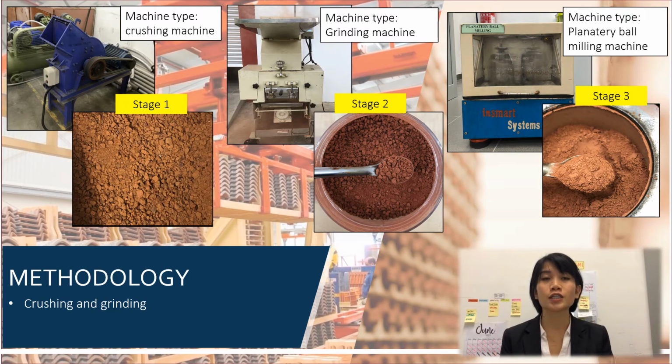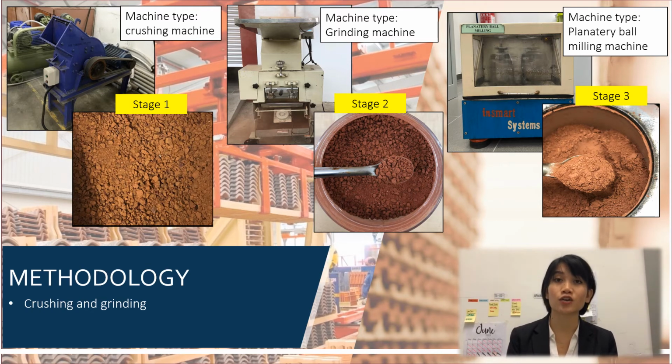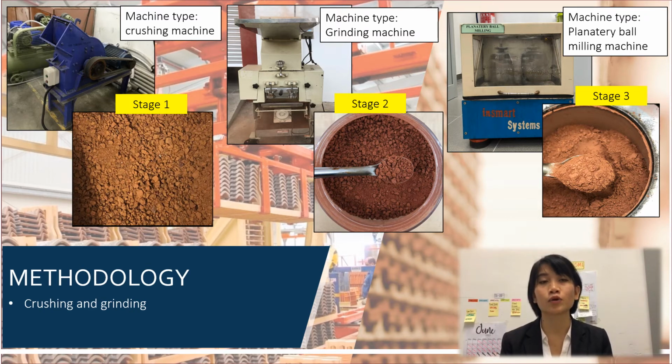The following methodology is about crushing the URTW using 3 different types of machines. The first stage is using crushing machines, the second stage is using grinding machines, and the third one is using planetary ball milling machines. URT is my main raw material that I'm going to use to produce the new green concrete. Also, the reason to use 3 different types of machine is that we receive the raw material from this particular company in big and large pieces of roof tile.